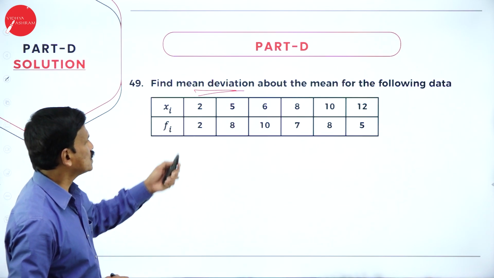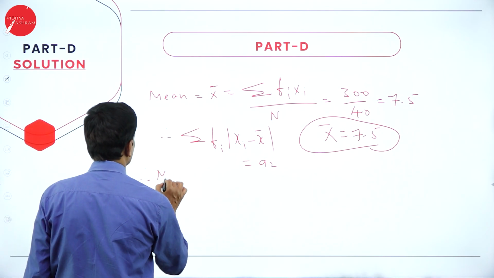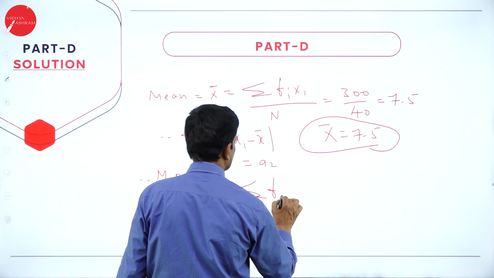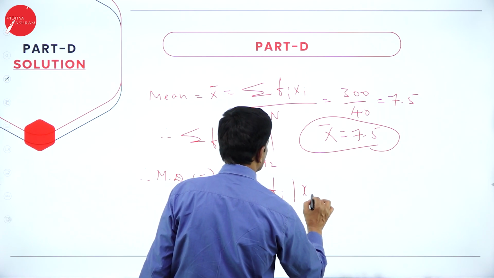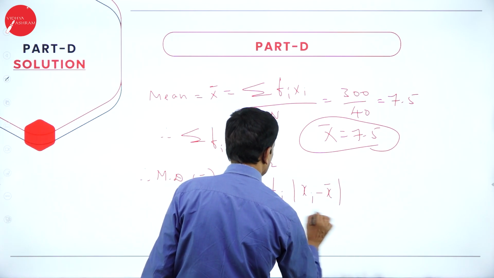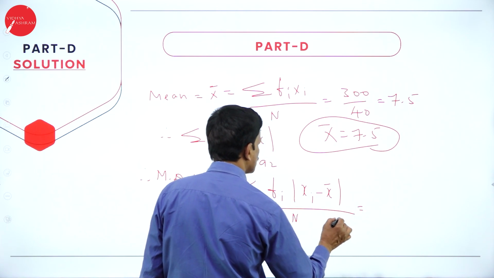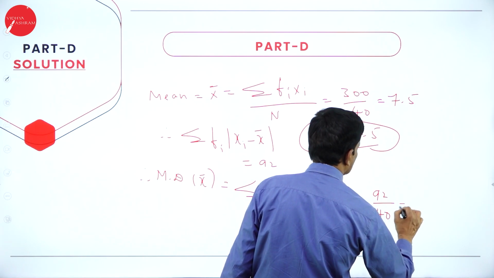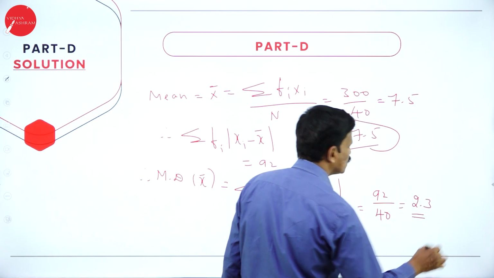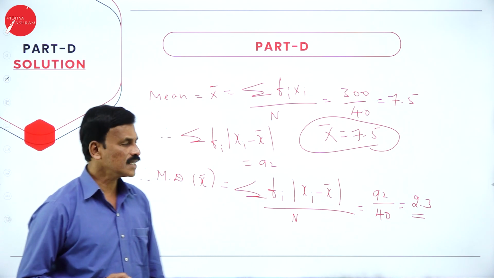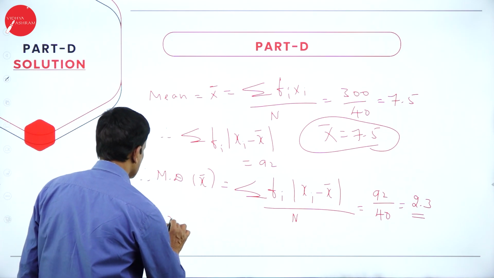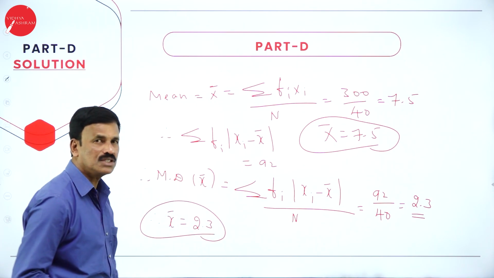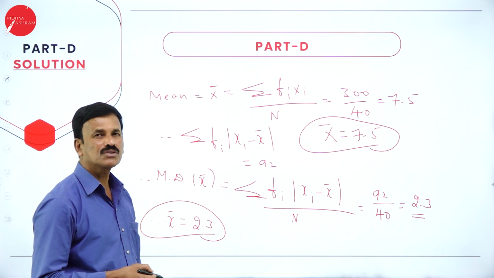The mean deviation about x bar is equal to sigma Fi into mod of xi minus x bar, divided by n. So that is equal to 92 divided by 40, which is 2.3. That's it. So the required answer, the mean deviation about x bar, is 2.3. This is how we are going to solve this problem.